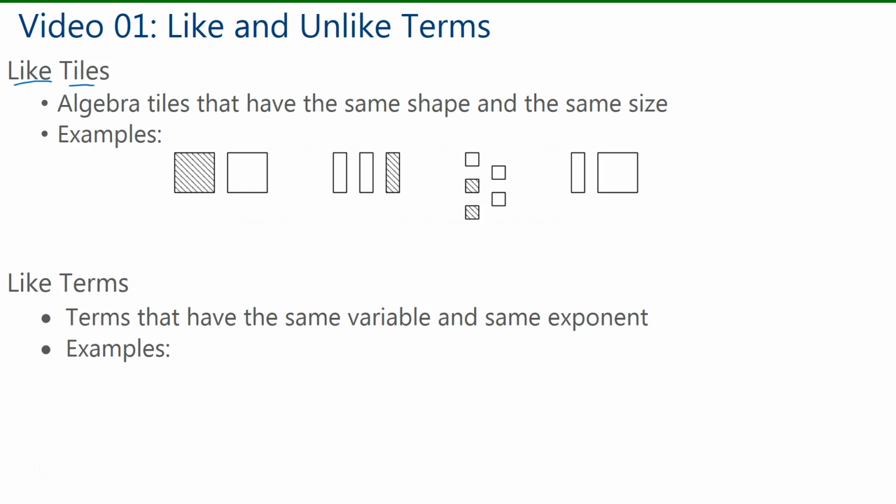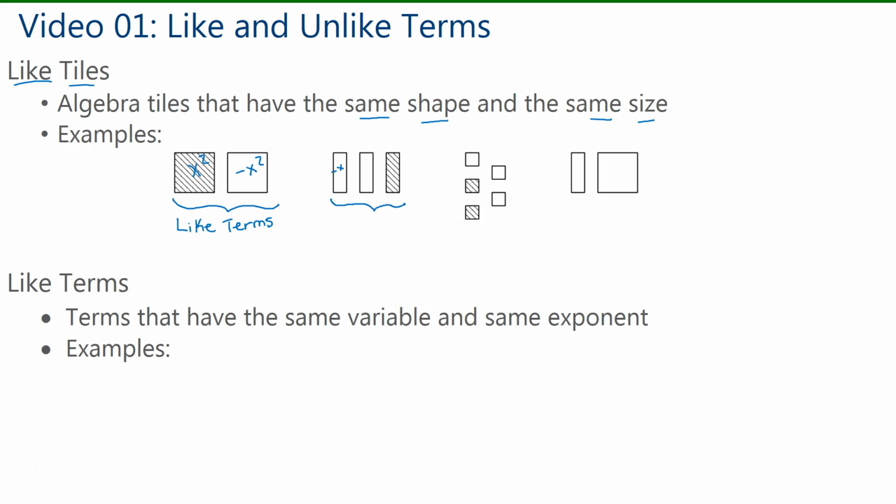So what are like tiles? These are algebra tiles that have the same shape and the same size. For example, here we have an x squared tile and a negative x squared tile. Because they're both the same shape and size, we'll say that these are like terms. And the fact that one's positive and one's negative doesn't matter.